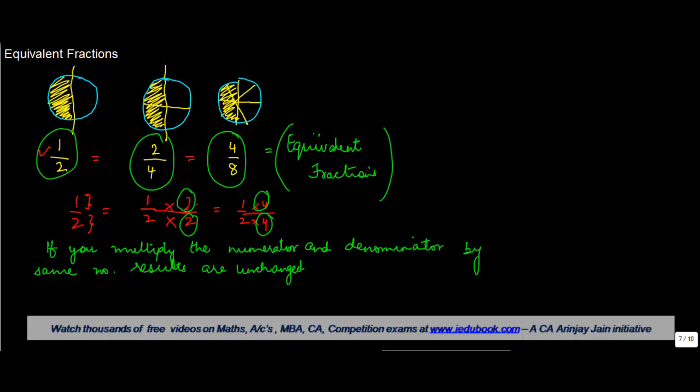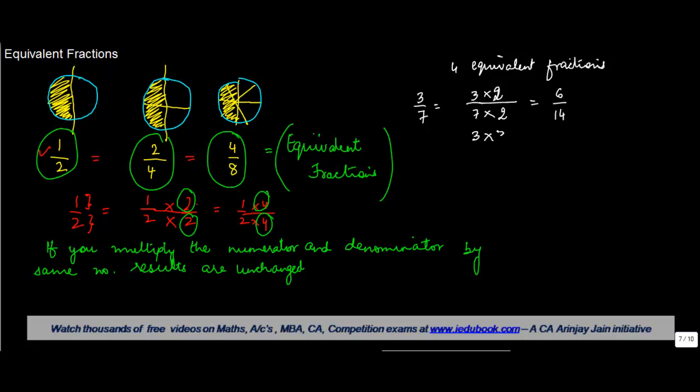Let's take an example. Let's say, for example, you are given a fraction 3 by 7, and you are told to find 4 equivalent fractions. How do you do that? As I told you, if you multiply the numerator and the denominator by the same number, the results are the same. So I write 3 upon 7 and I multiply this by 1, actually 1 will give me the same thing, so I multiply this by 2 and this by 2. So I get 6 upon 14.